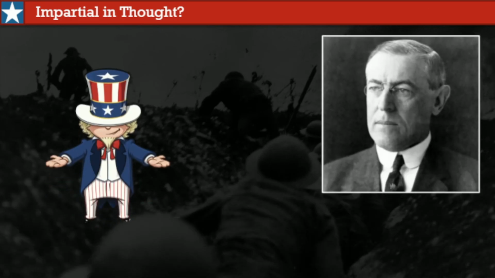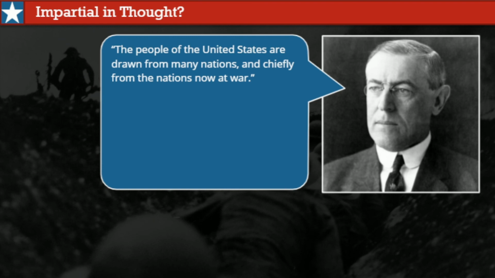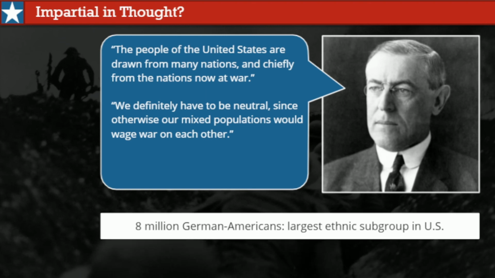When the war began, President Wilson acknowledged the difficulty of remaining neutral when, as he put it in a public address, the people of the United States are drawn from many nations and chiefly from the nations now at war. More privately, Wilson was determined to keep a lid on ethnic tensions that might split the American people apart. "We definitely have to be neutral," he told Germany's ambassador to the U.S., "since otherwise our mixed populations would wage war on each other." German Americans, for example, represented the largest ethnic subgroup in the nation, about 8 million people at the time. Naturally, many had sympathy for the home of their ancestors and hoped to see Germany win.